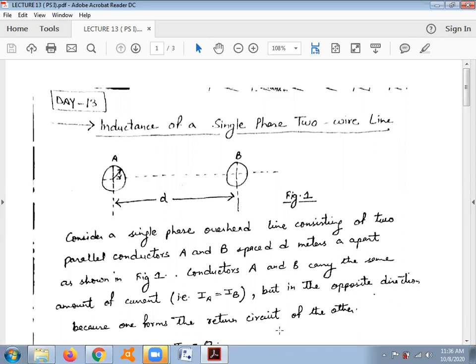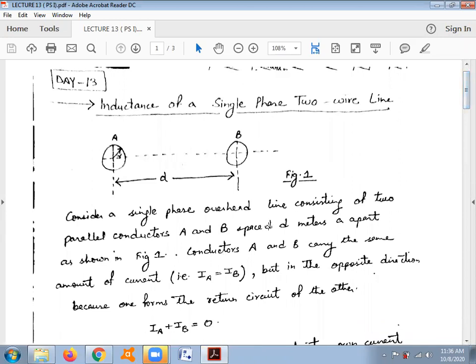This is lecture number 13 for the subject Power System 1. For the past few days we have been discussing how to calculate the flux linkages in a single current carrying conductor or in multiple conductors. But our actual motive is to calculate the value of inductance. First we are discussing the formula for inductance, that is the rate of change of flux linkage with respect to current, and its unit is Henry.